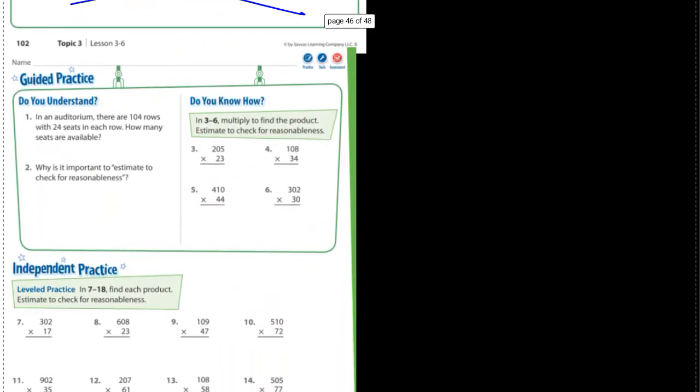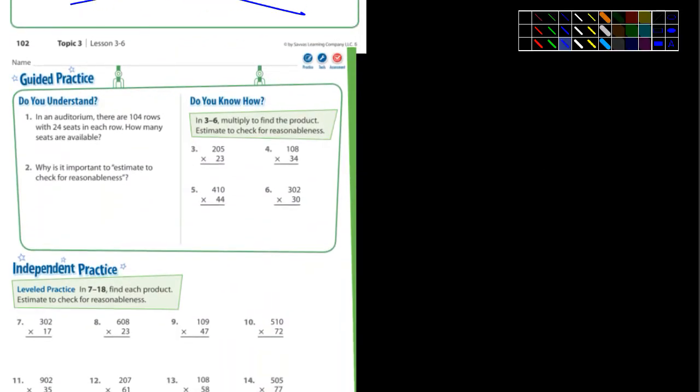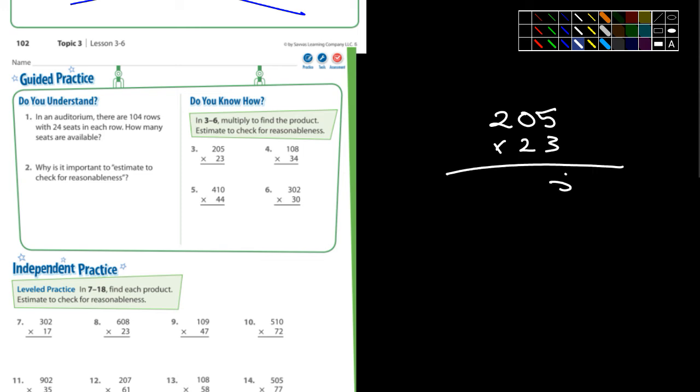So I'm looking at the guided practice. Let me just look at number 3, for example. Number 3, it's 205 times 23. Okay? So 3 times 5 is 15. Put down the 5, carry the 1, just like you always do. Then you look at 3 times 0. Well, anything times 0 is what? 0. Okay? So 0 plus 1 is what? 1. So you just pull down the 1. And then we have 3 times 2, which is 6. So we're done with the first row. We're done with the 3.